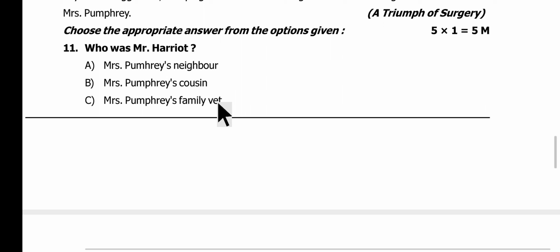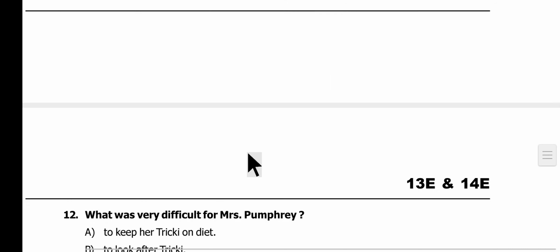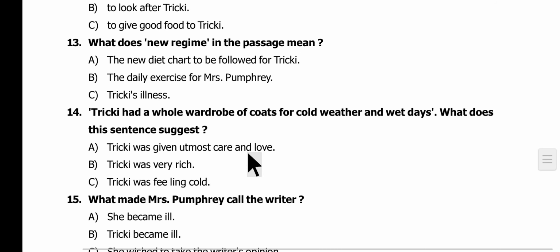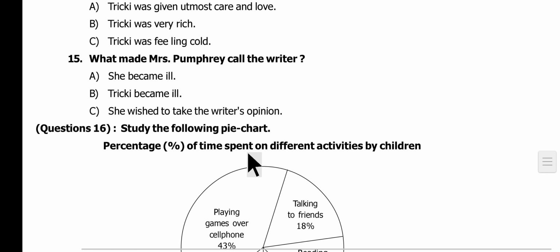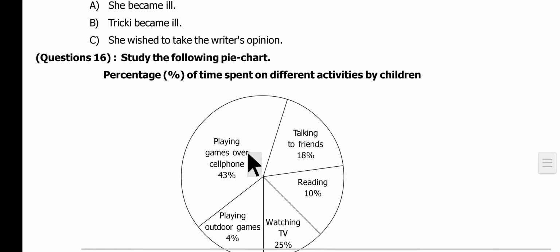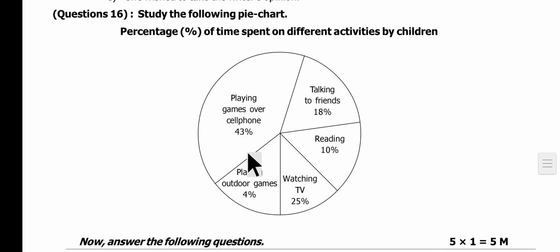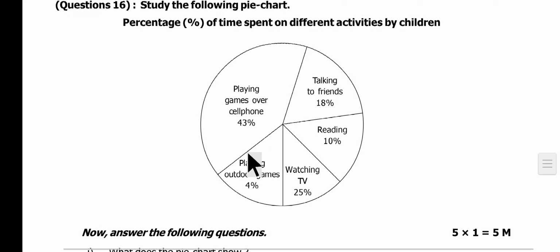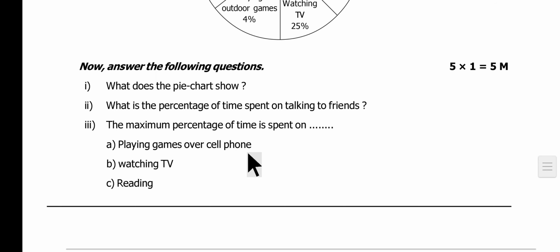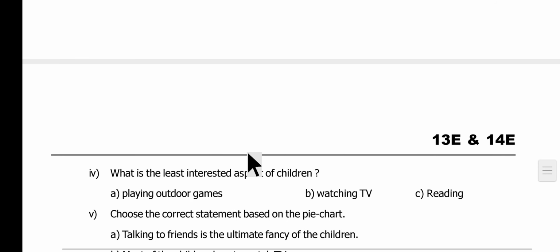Here, the reference is Tricki the dog. So, Mr. Herriot is a veterinary doctor. Like this, we will be having questions from the supplement reader. Section C means supplement reader context. Question number 16 is study the following pie chart, which comes under study skills, followed by WH questions and multiple choice questions.